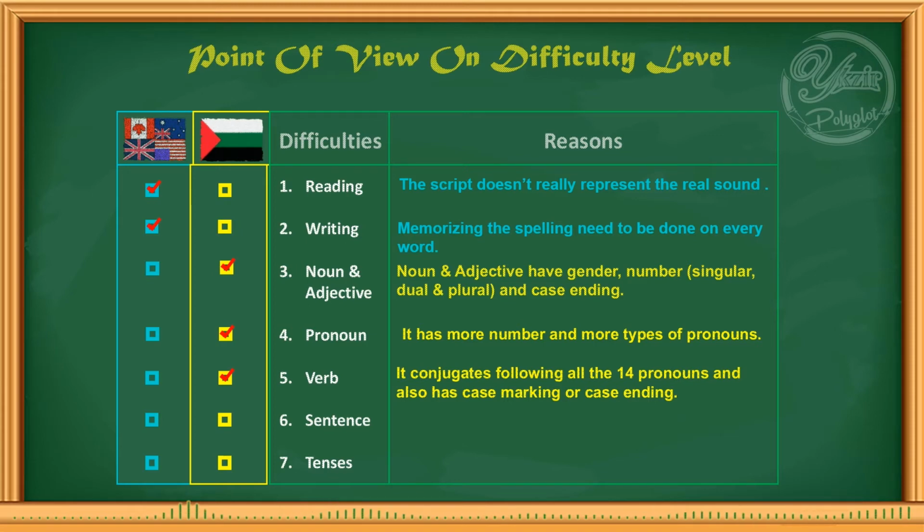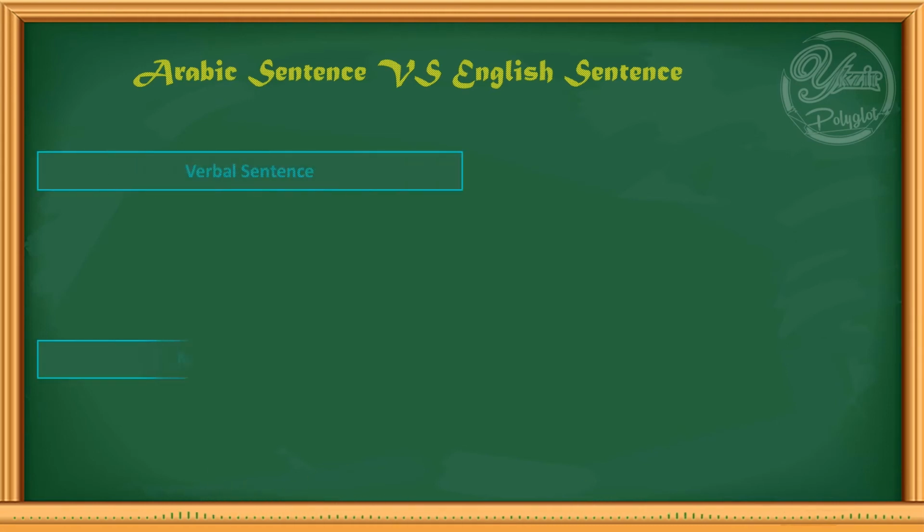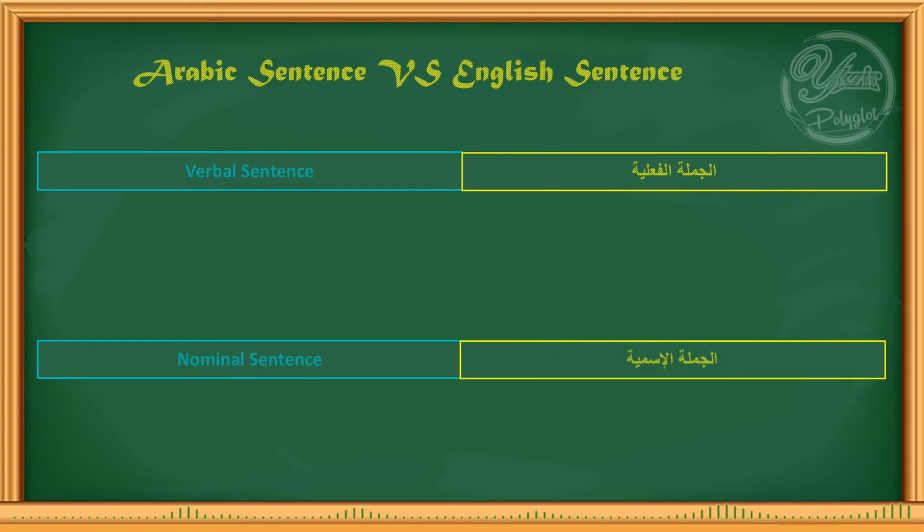Okay, now let's compare English and Arabic sentences. Let's see how different they are. In English, we have nominal and verbal sentences, the same in Arabic, but somewhat different. In Arabic, we call it jumla fi'liyya and jumla ismiyya. Arabic sentence structure is completely not the same as English.